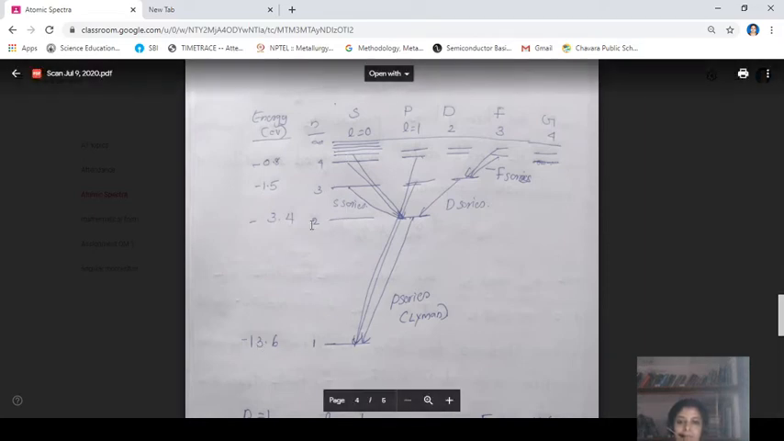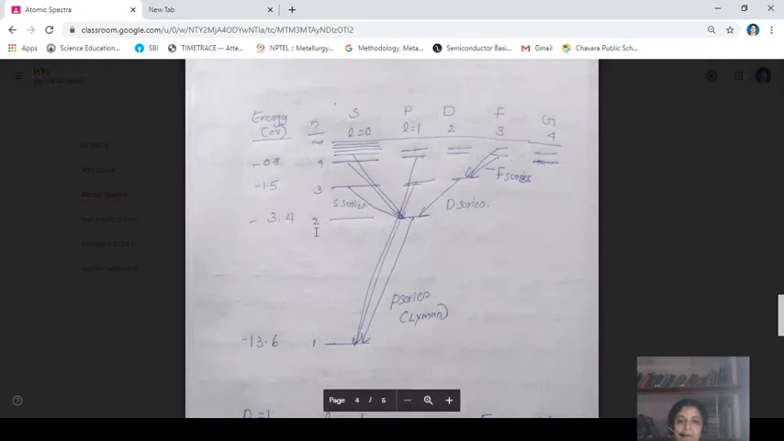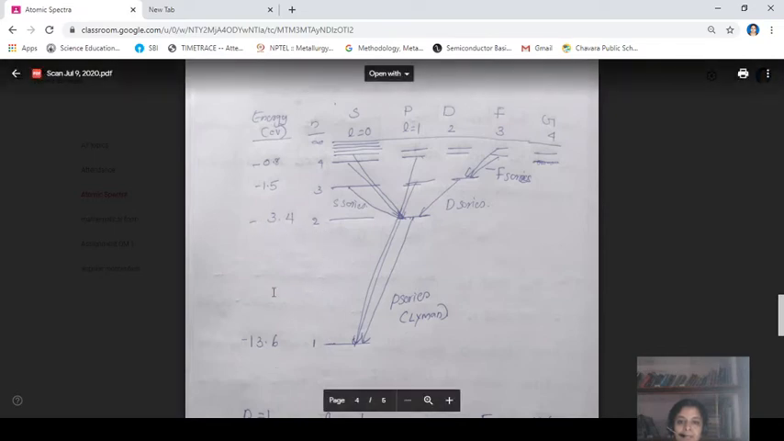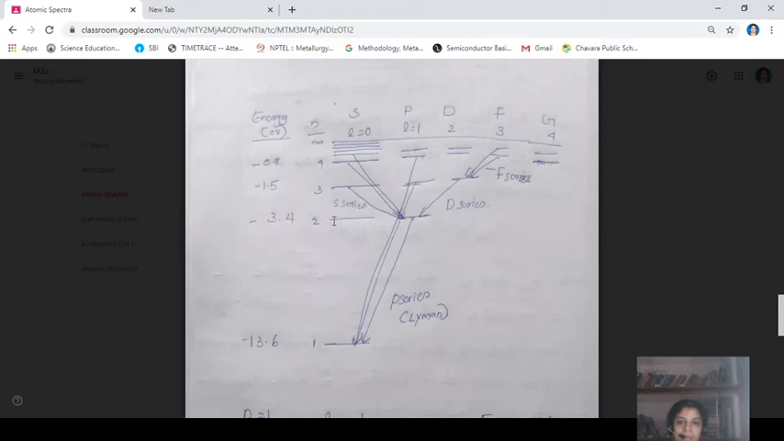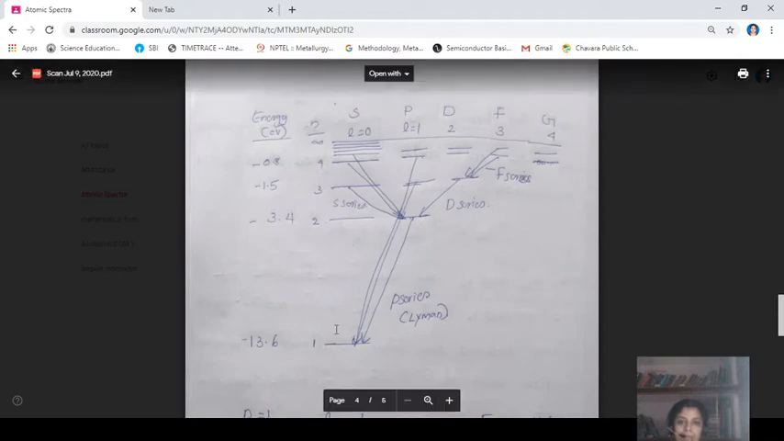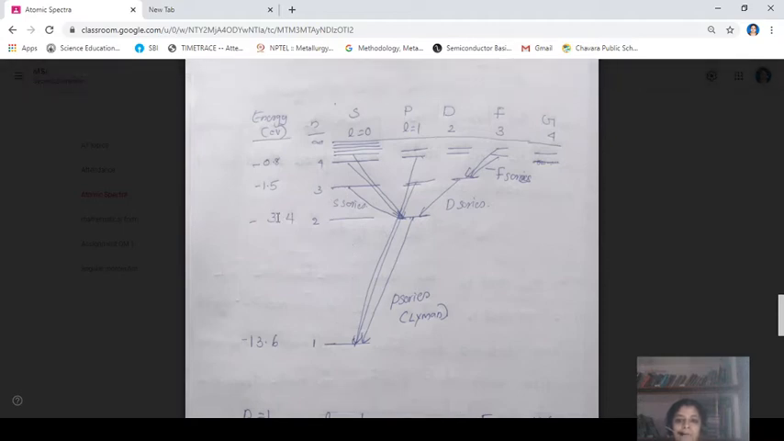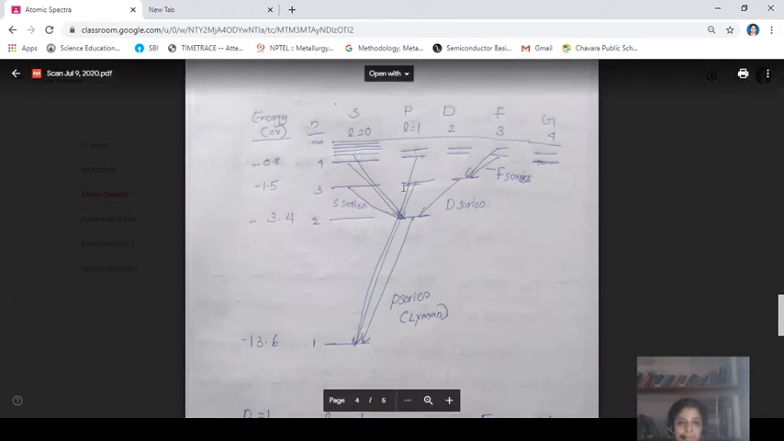Between the first level and the second, for n equal to 1 and n equal to 2, the difference in energy is high. That's why this much separation is between 1 and 2. Now, between minus 3.4 and minus 1.5, the energy difference is less, then again it is less. That's why, when you go for higher n values, the difference in energy between the various levels is going to be very, very less. That's why these lines are plotted very closely.